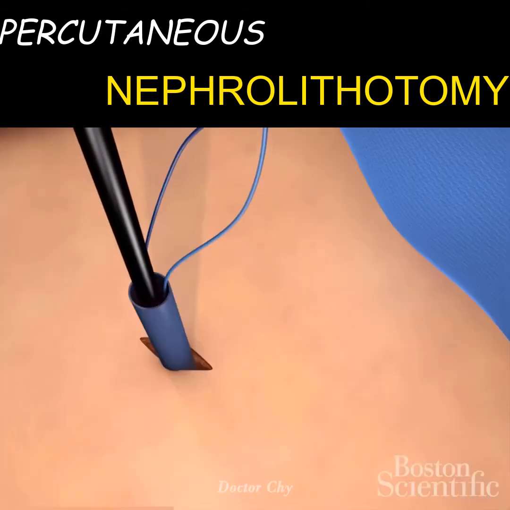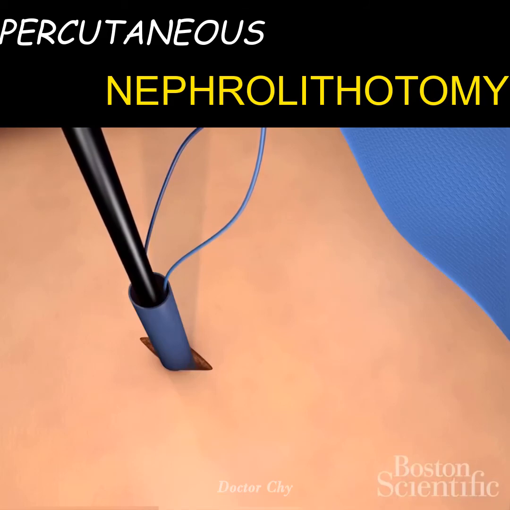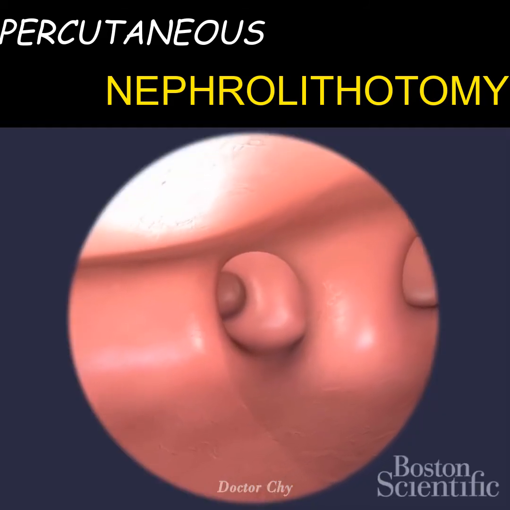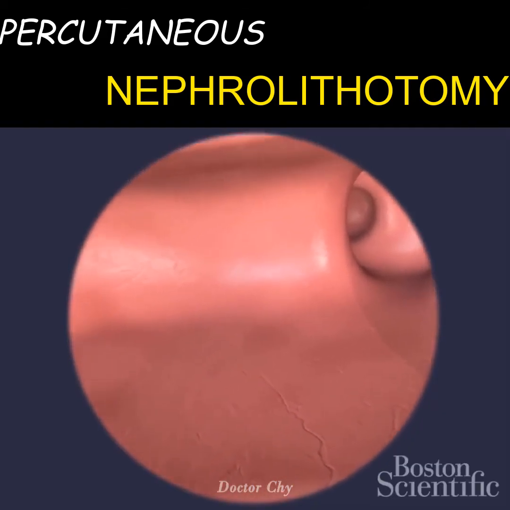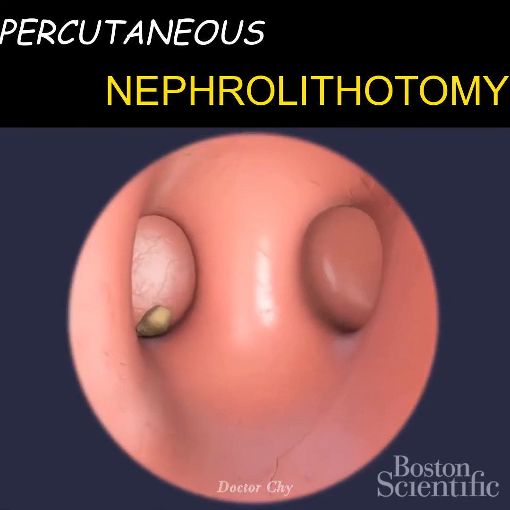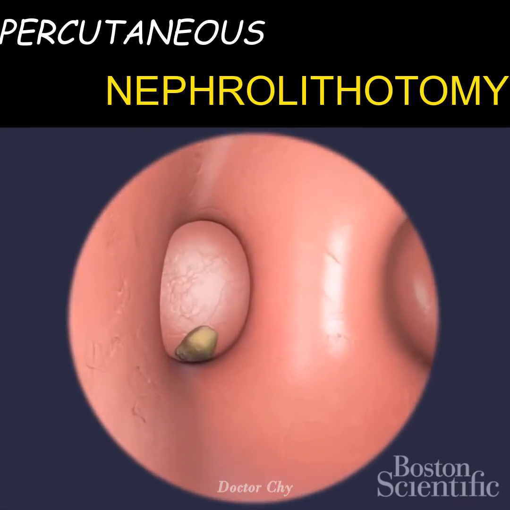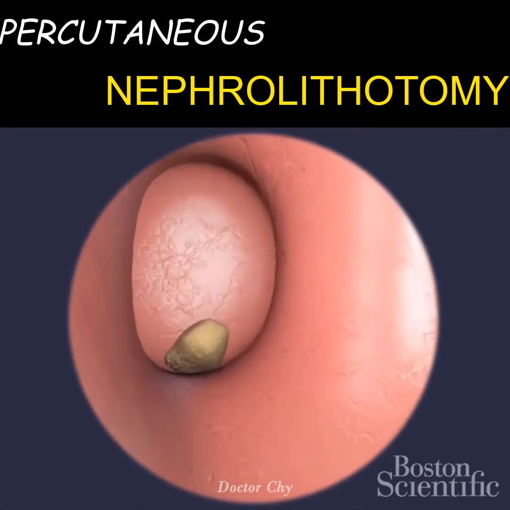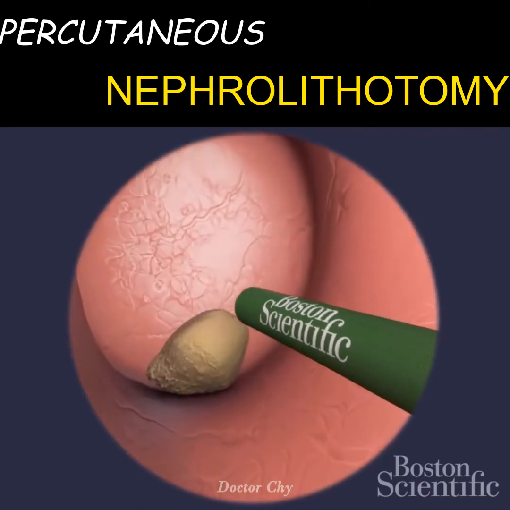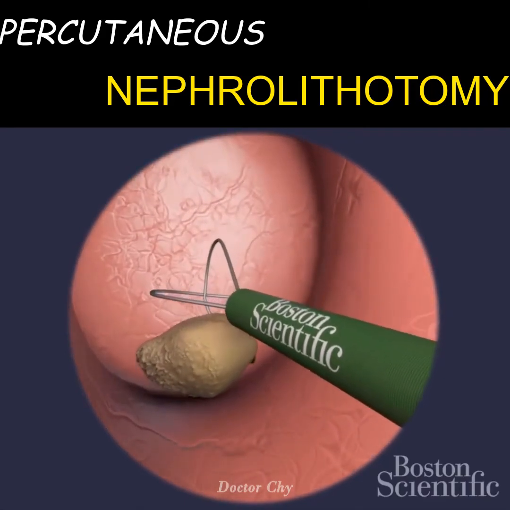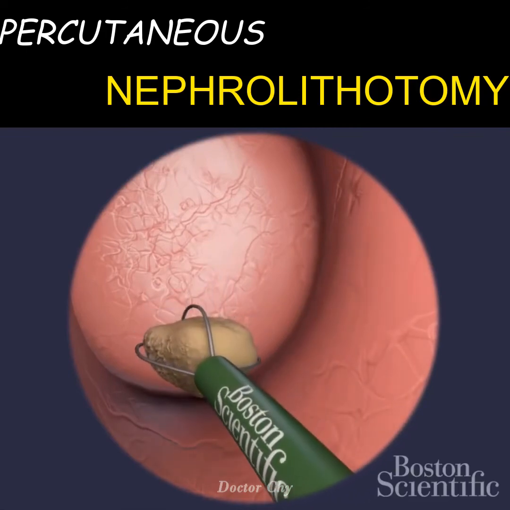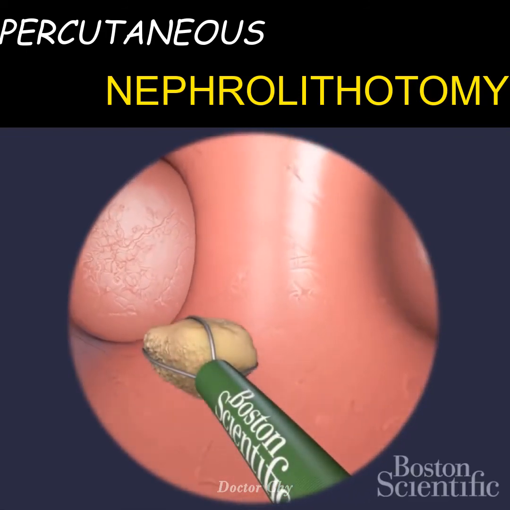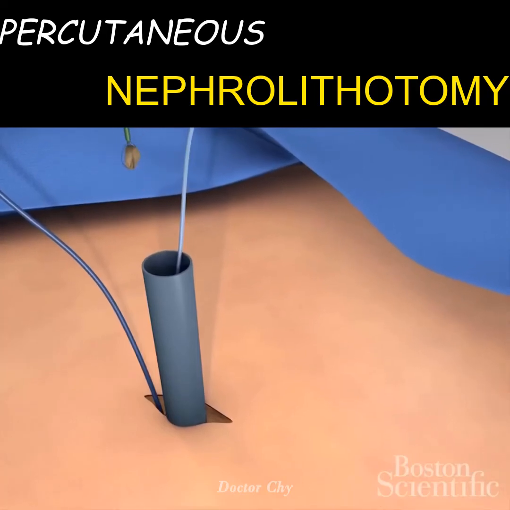Insert the flexible cystoscope. Look for remaining stones in the calyces. Insert the basket into the scope to capture the stone. Remove the stone and cystoscope.